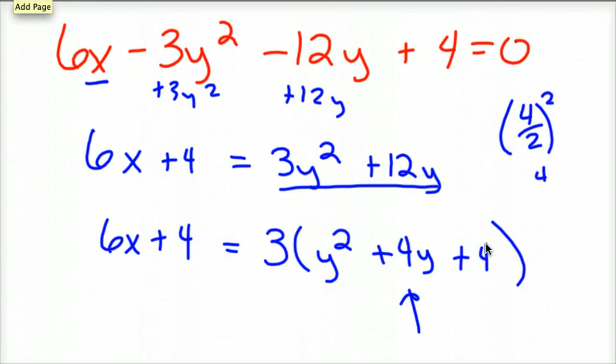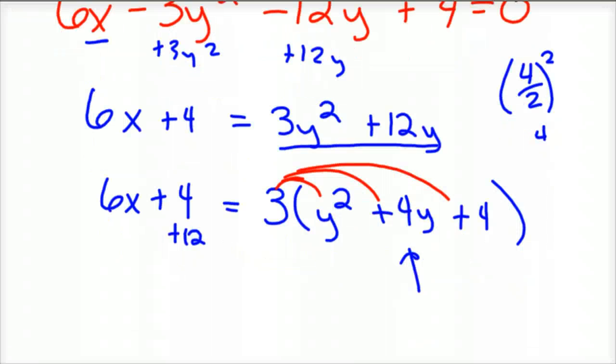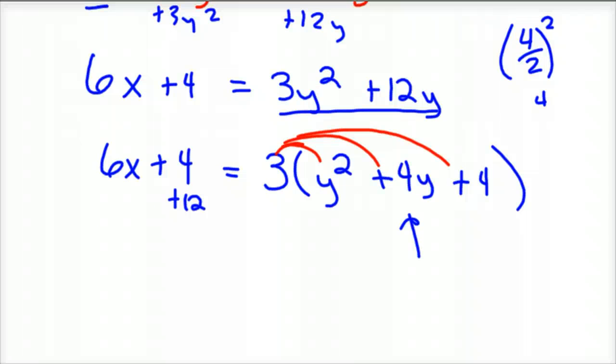And remember, whatever you add to the right side, you should add to the left side. Well, you'd have to add a 12 over here. And you might go, well, where the heck did that 12 come from? Well, remember, you took a 3 out at the beginning. And if you were to redistribute that 3 through, at the end you'd have 3 times 4. And 3 times 4 is 12. And so that's what we're adding there to that side. And so if I kept going on this, then 6x plus 16 equals 3 times. And then you factor this part here.